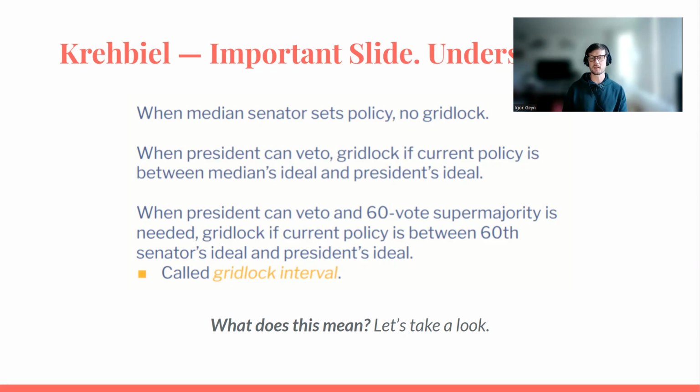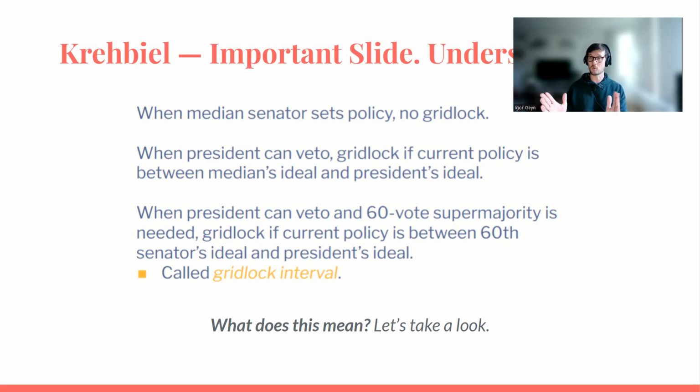When we introduce the president as a veto, so when the president can veto, there exists gridlock. Gridlock occurs if the current policy is between the ideal point of the median and the ideal point of the presidential veto. Okay, and so we'll look through this when we talk about specific examples in a little bit, but that is just the simple definition of where that gridlock interval occurs. It's going to be between the ideal point of the median senator and the ideal point of the presidential veto.